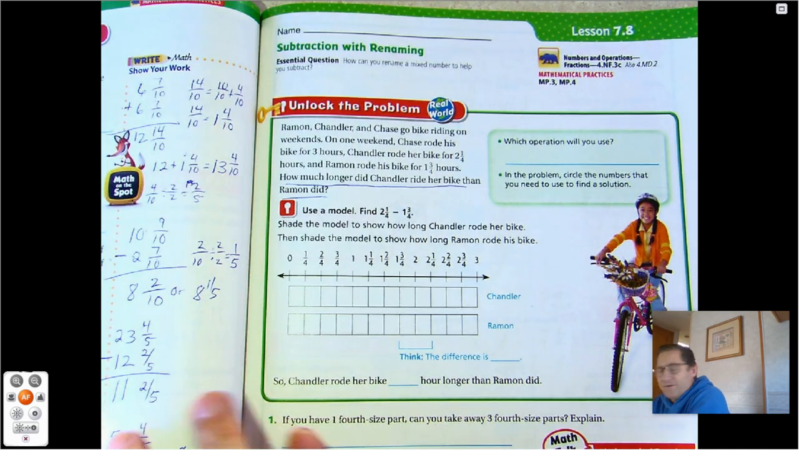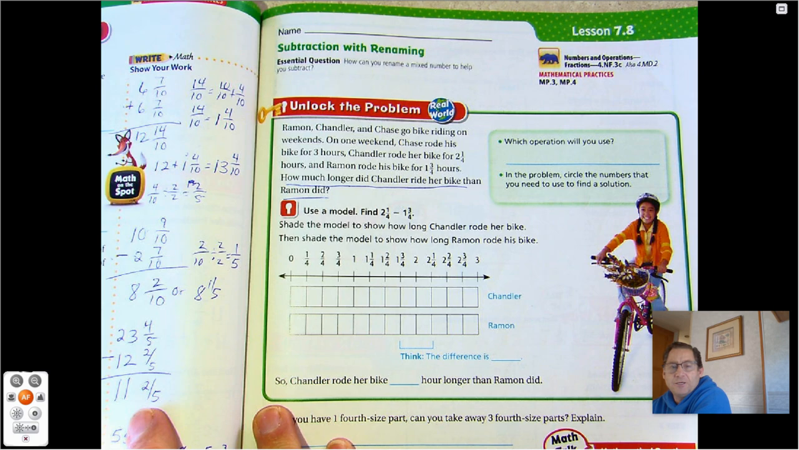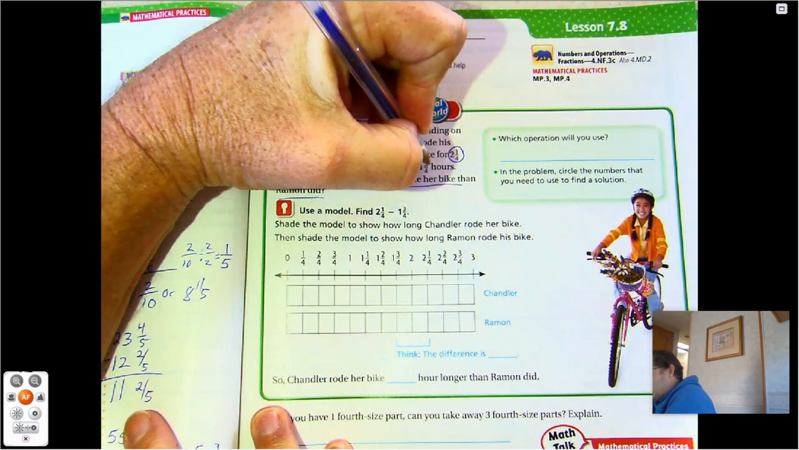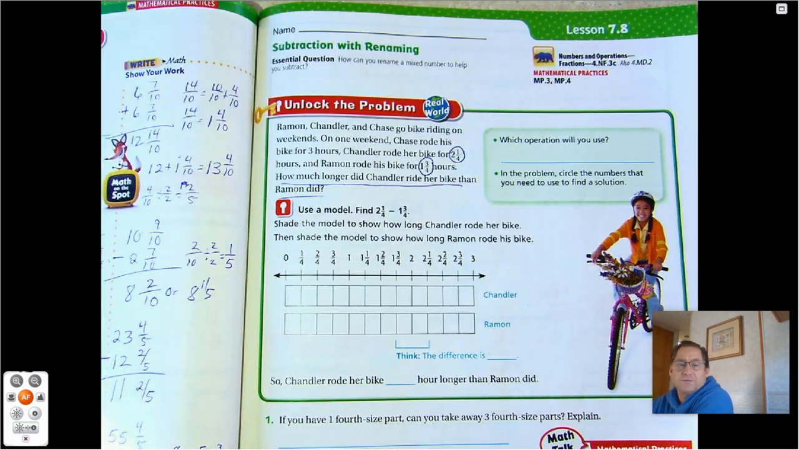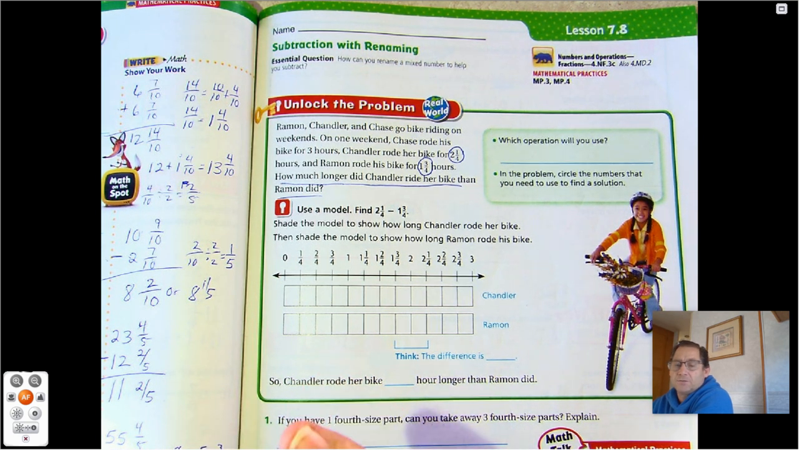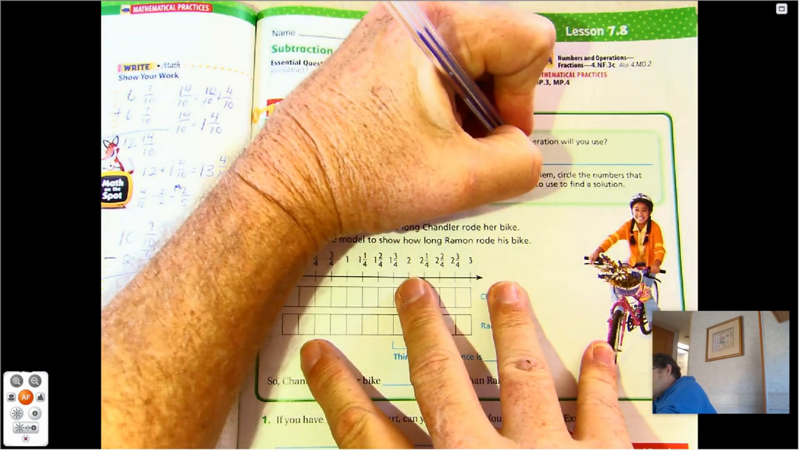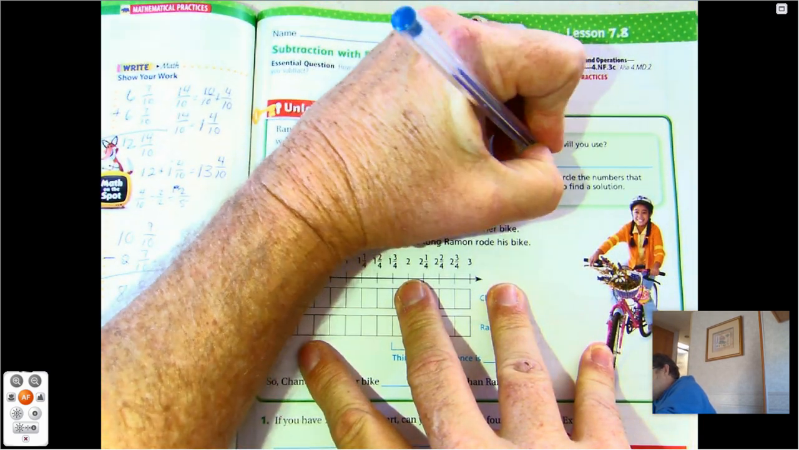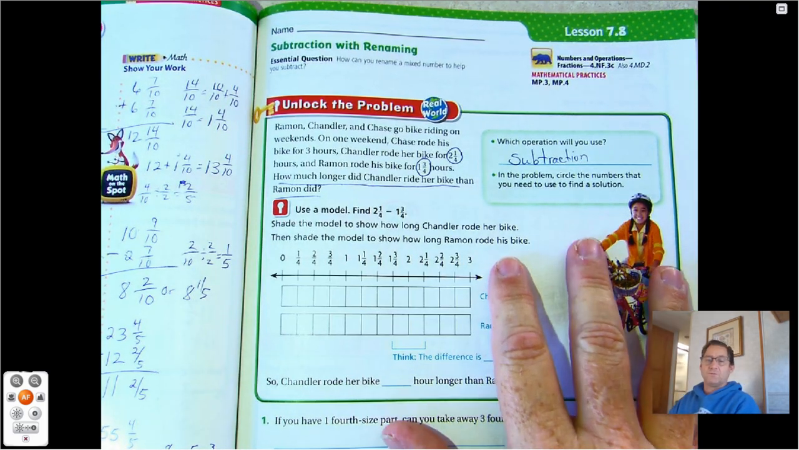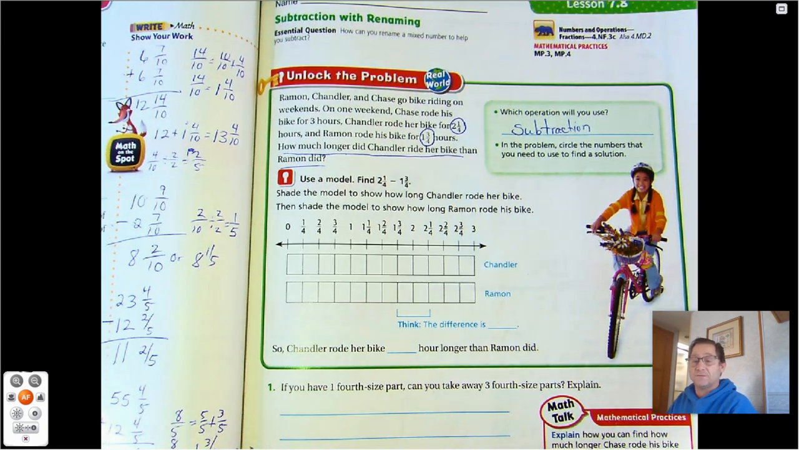So I don't need everybody's numbers, right? I need Chandler and Ramon. All right. So Chandler was 2 1/4 and Ramon was 1 3/4. How much longer? So that's a subtraction problem. And we've already circled the mixed numbers we'll need to solve this problem.